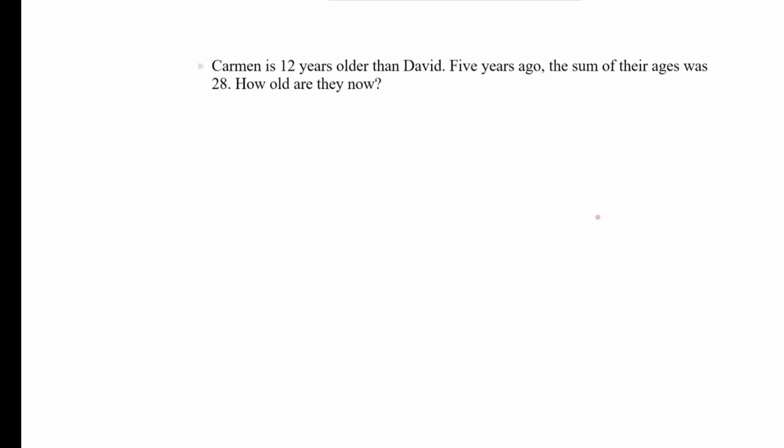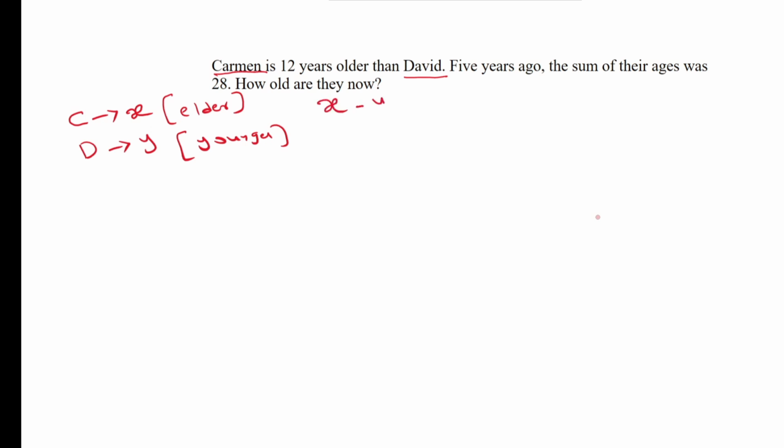Carmen is 12 years older or elder than David. Here two persons' names are there, Carmen and David. Let the present age of Carmen be X. Let the present age of David be Y. Now, Carmen is 12 years elder, right? So it means Carmen is the elder person and David is the younger person. Carmen is 12 years elder than David. It means their age difference is 12, right? So, elder person's age minus younger person's age is 12. This is equation number 1.